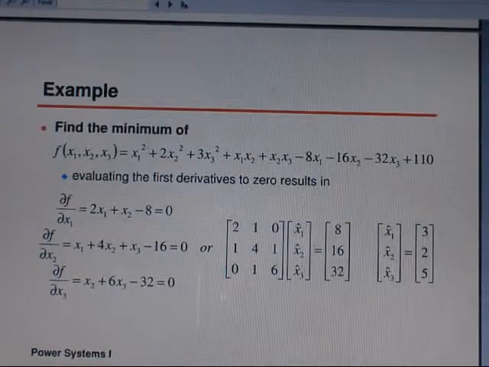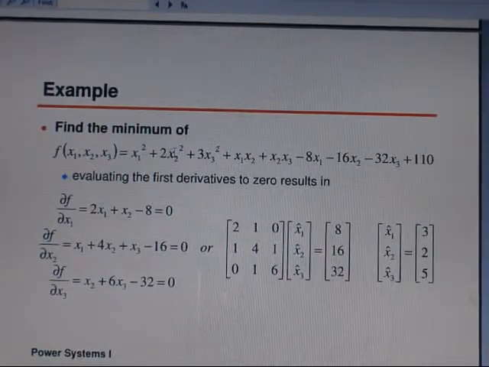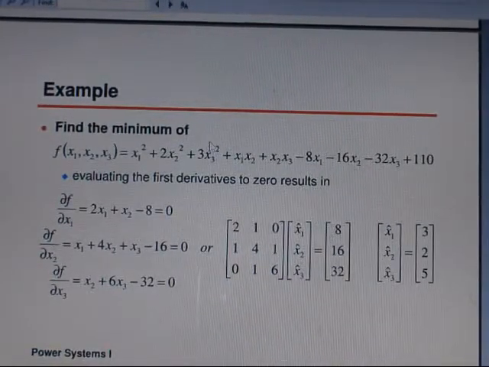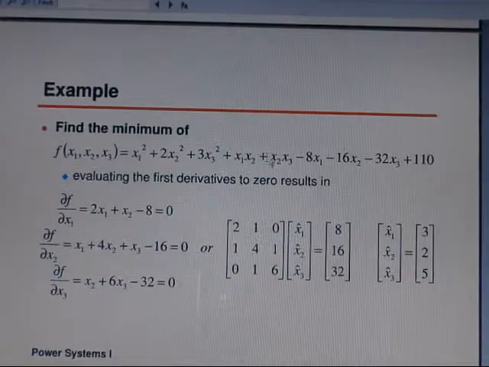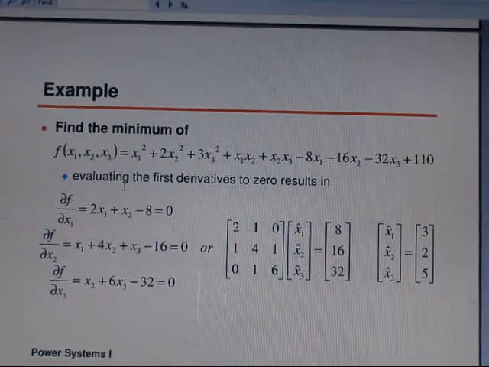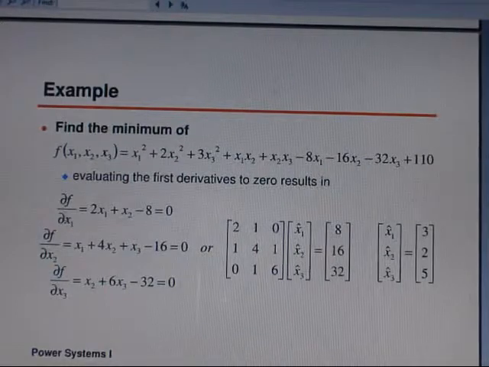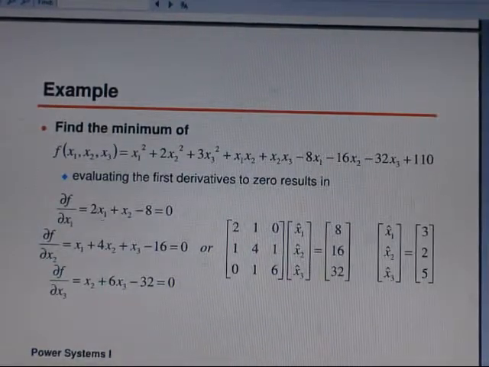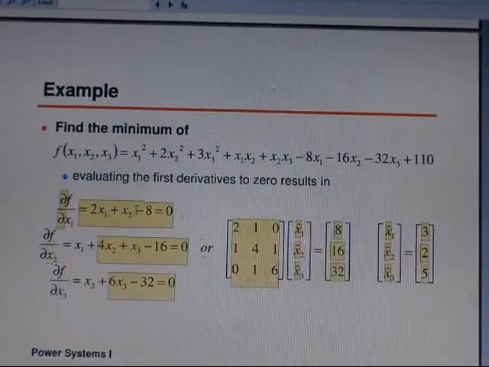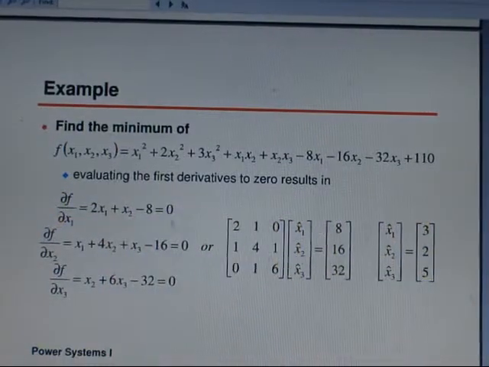F(h1, h2, h3) is h1 squared plus 2h2 squared plus 3h3 squared plus h1h2 plus h2h3 minus 8h1 minus 16h2 minus 32h3 plus 110. So we have to find the first derivative equal to 0. In this case, we differentiate the equation with respect to h1, so what you get is 2h1 plus h2 minus 8 equal to 0.